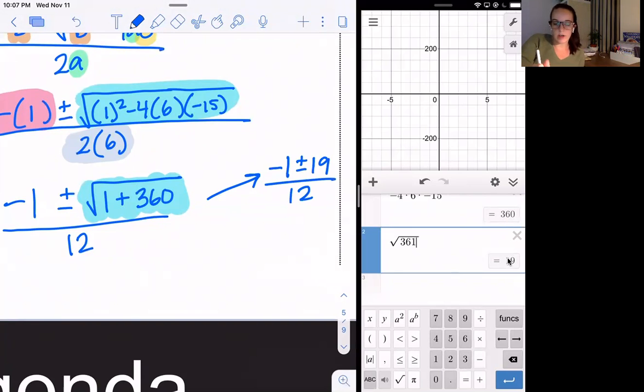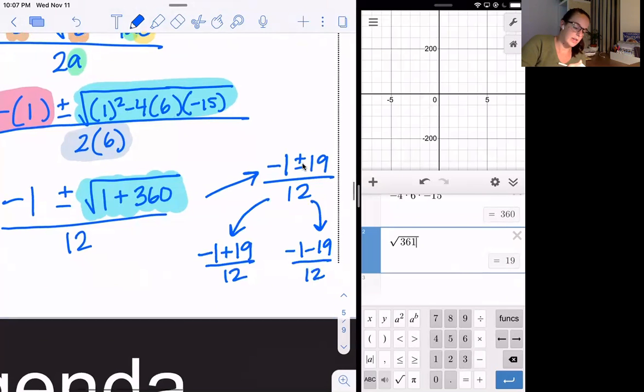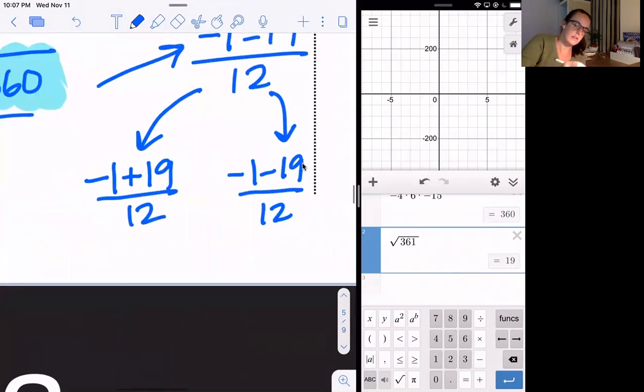All right, so I've got it down into my 3 zones. I have the negative 1 zone, the square root zone turned into 19, and the gray zone turned into 12. I still have this plus or minus here, which, if you remember from last time, means that I have 2 situations. One situation where negative 1 plus 19 over 12 might be the answer, and one situation where negative 1 minus 19 over 12 might be the answer. So I have 2 possibilities here.